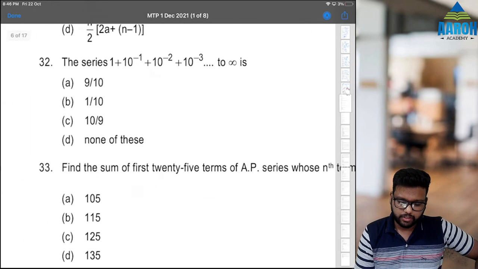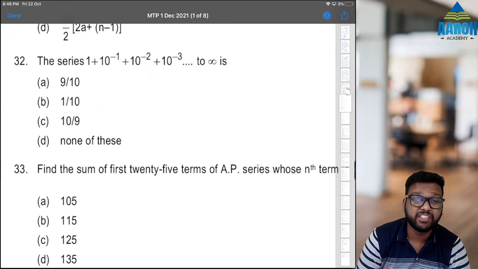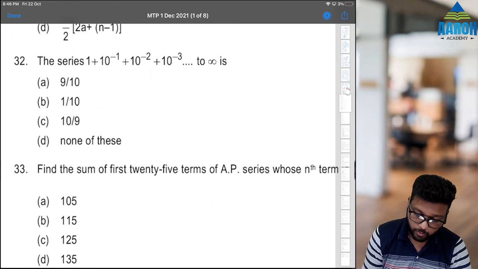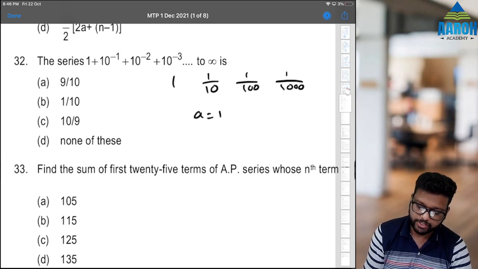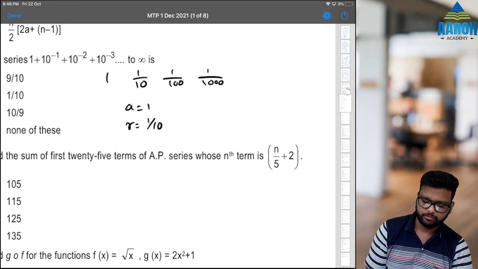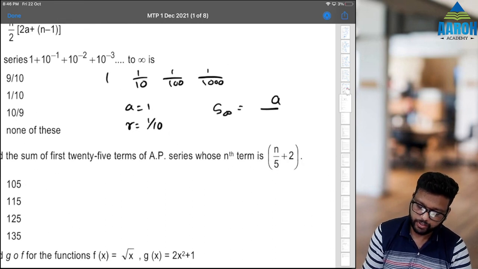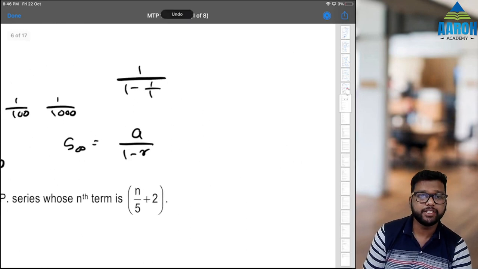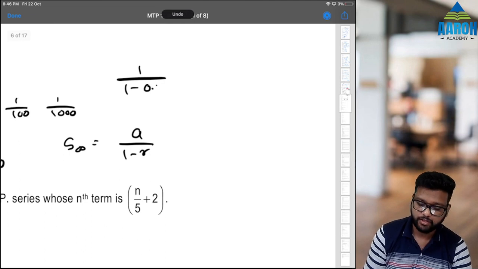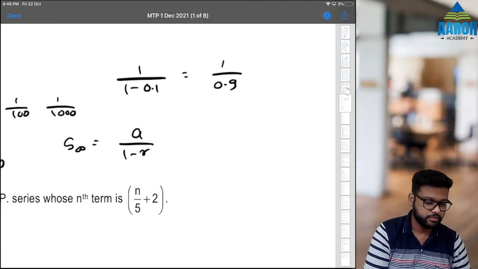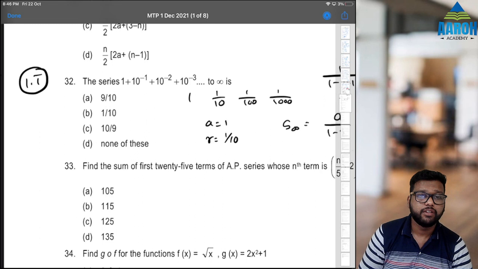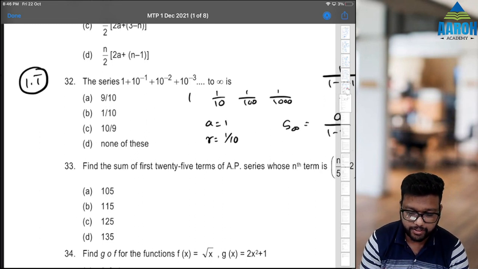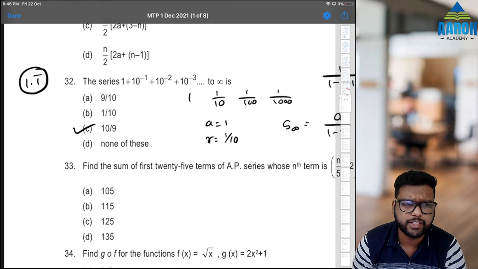Next, 32. The series up to infinity, very easy because this is an infinite GP directly, right? 1, 1 by 10, 1 by 100, 1 by 1000. So the first term is A, the common ratio is 1 by 10. S infinity is A upon 1 minus R, that is 1 upon 1 minus 1 by 10. Or you can just take 1 by 10 as 0.1. Right? That is 1 by 0.9. 1 by 0.9 is 1.11111 is the answer. Let's check which option gives us that. 10 by 9 is correct. Option C is the correct answer.